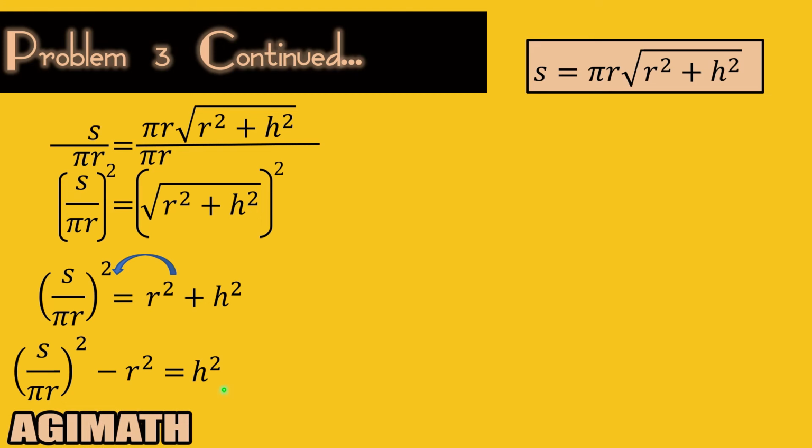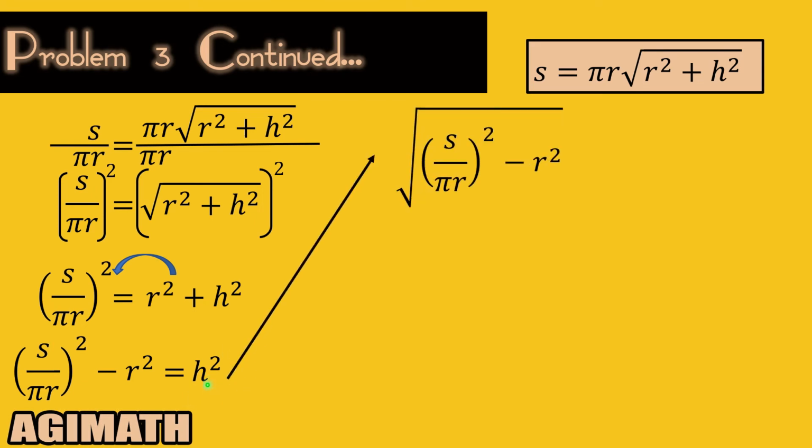And the final step, since we are looking for the value of h, we need to do the reverse of squaring, which is square root. We extract the root so that what will be left is just h. So we take the square root, but what's the square root of h squared? That is h. So now we have the formula in finding h.